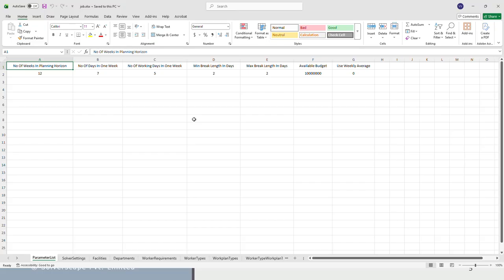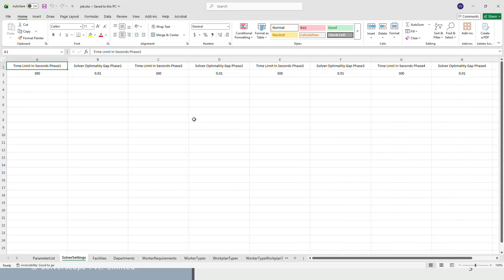We entered the parameters. So we have a 12, we want to plan for 12 weeks. Each week has 7 days and each work week has 5 days. Then we provided a 2-day break after 5 days. Solver settings, we can skip them for now.